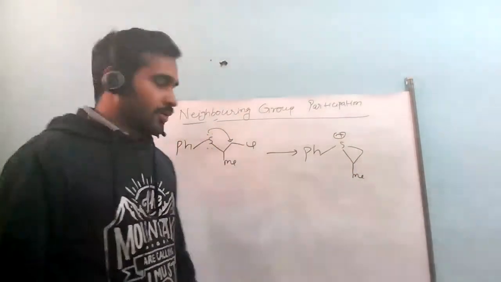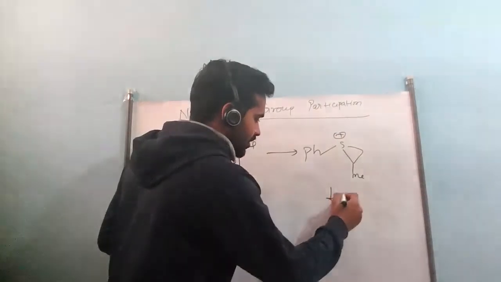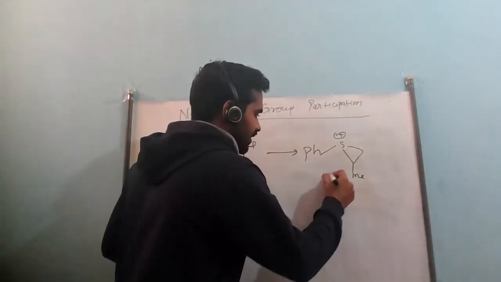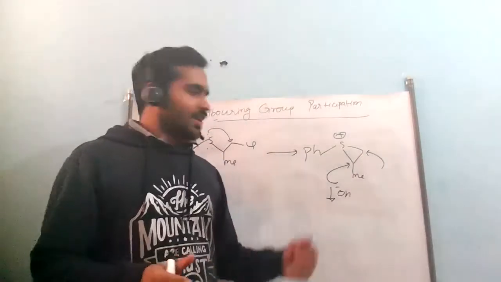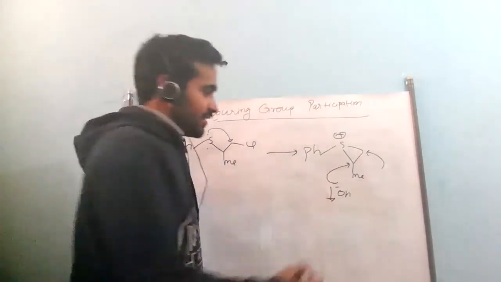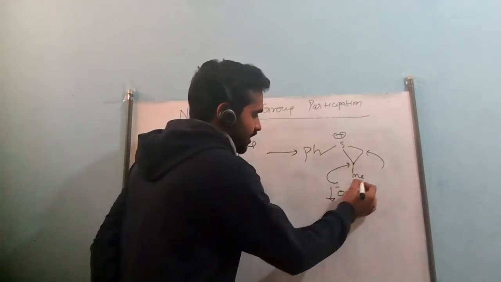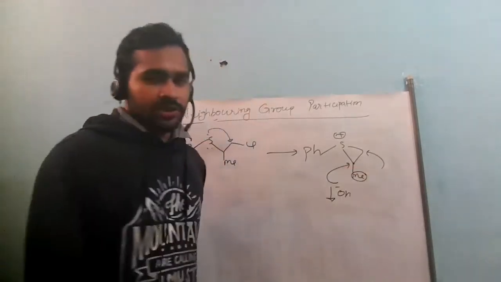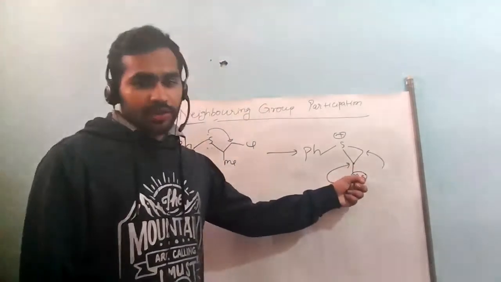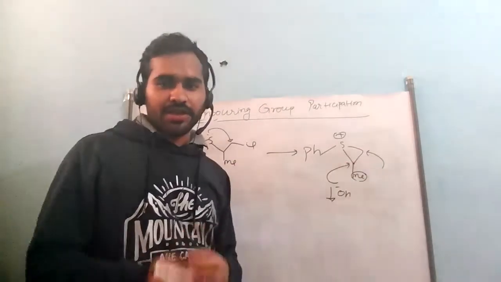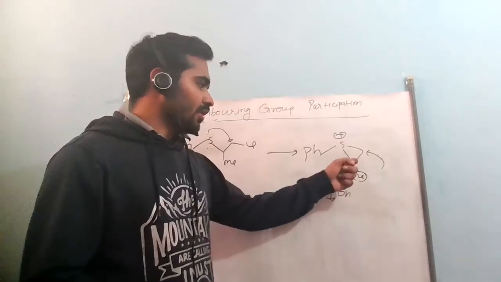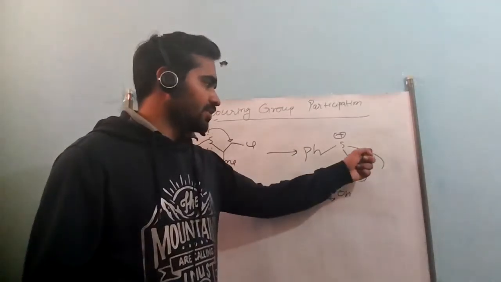Clear? Suppose if I add aqueous KOH here, then OH minus, either it will attack here or it will attack here. So can you imagine where it will attack? Yes, friends. See, at this position, there is a methyl group present. Because of the presence of this methyl group, this position is sterically hindered. So OH minus will not attack here, but it will attack at this position.